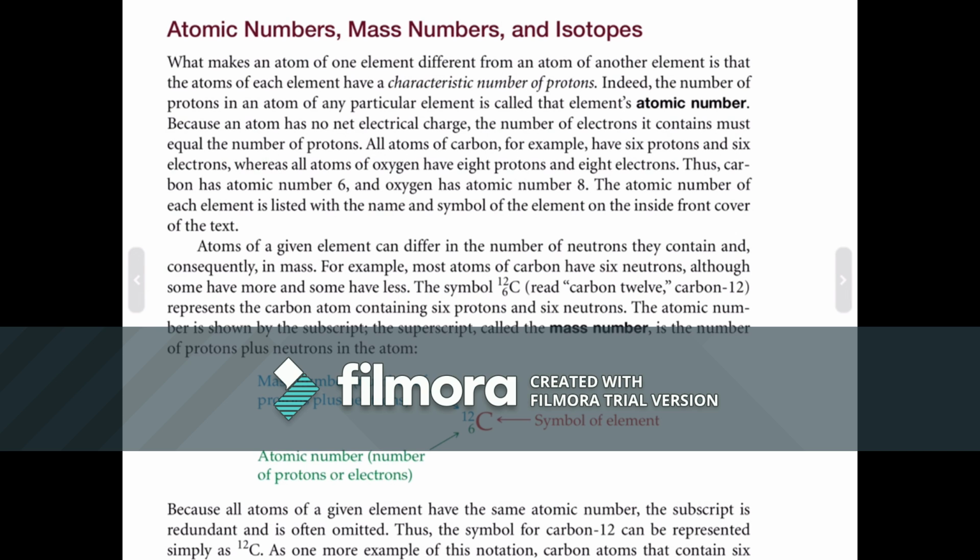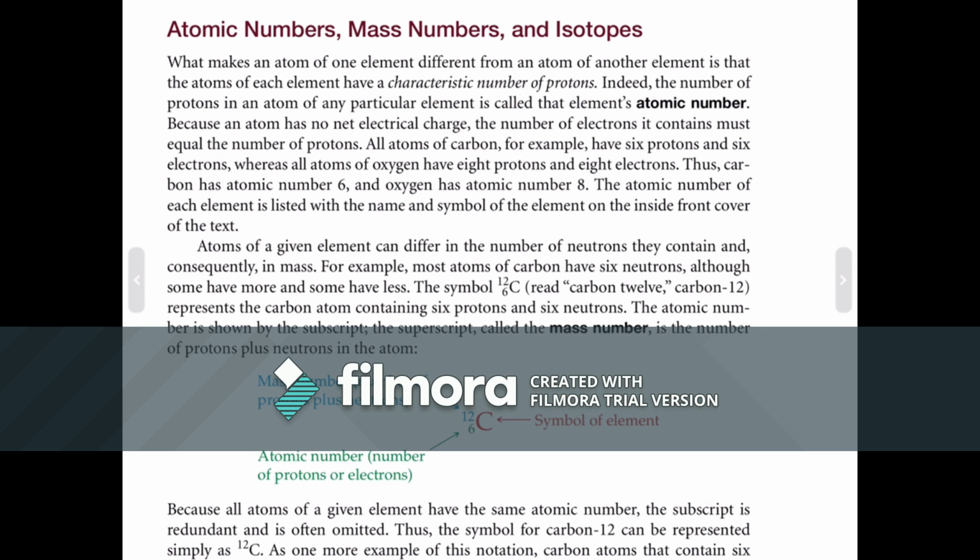The atomic number of each element is listed with its name and symbol on the inside front cover of the text. Atoms of a given element can differ in the number of neutrons they contain and consequently in mass. For example, most atoms of carbon have 6 neutrons, although some have more and some have less. The symbol carbon-12 represents the carbon atom with 6 protons and 6 neutrons. The atomic number is shown by the subscript. The superscript, called the mass number, is the number of protons plus neutrons in the atom.